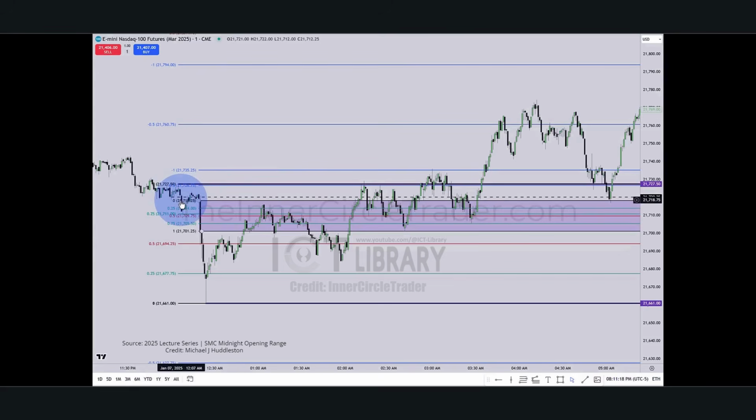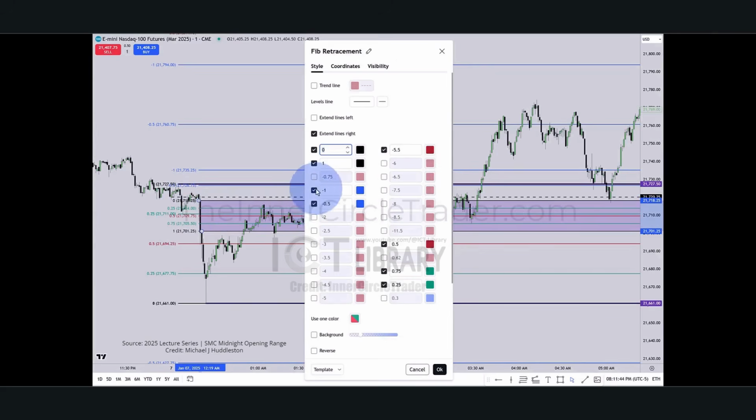Okay, so it's not that it's a sell side imbalance in and of itself. It's a very large one, and it's occurring inside of the midnight opening range. So it jumps off the chart. It's the first presented displacement. Notice that?